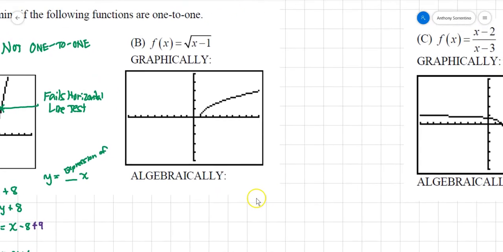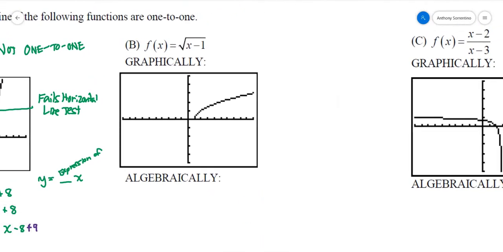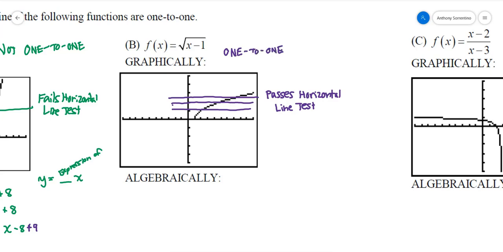Getting to the next one, f of x equals the square root of x minus 1. As you can see, it's a function. It also passes the horizontal line test. No matter which horizontal line I draw through, it's only touching the graph once. So this passes the horizontal line test, and therefore I could say this is one-to-one. How am I going to show this algebraically? Well, again, I'm going to replace f of x with y.